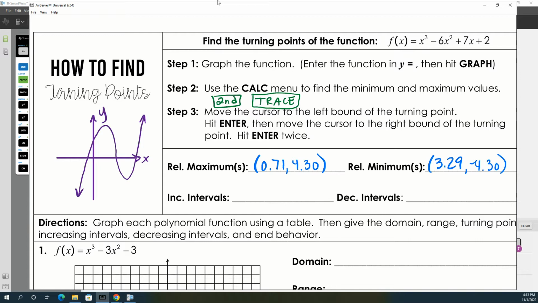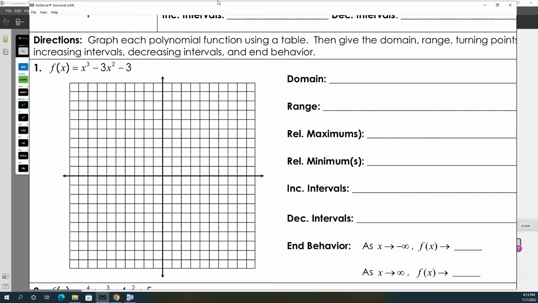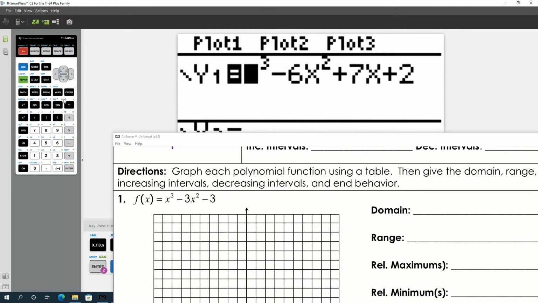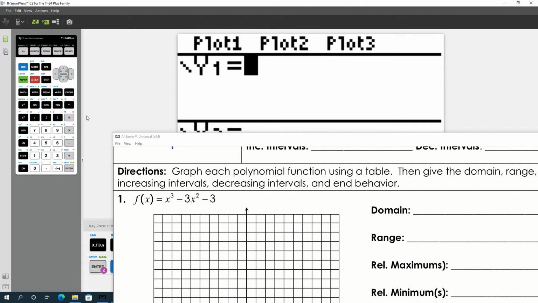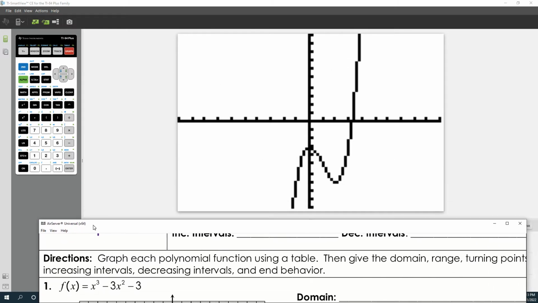All right, that's what we're doing today. We're also going to throw in some domain and range in there too. All right, so let's look at number 1. Number 1, we're going to go into y equals, and we're going to type in the function for number 1. Okay, and this is what the graph should look like.